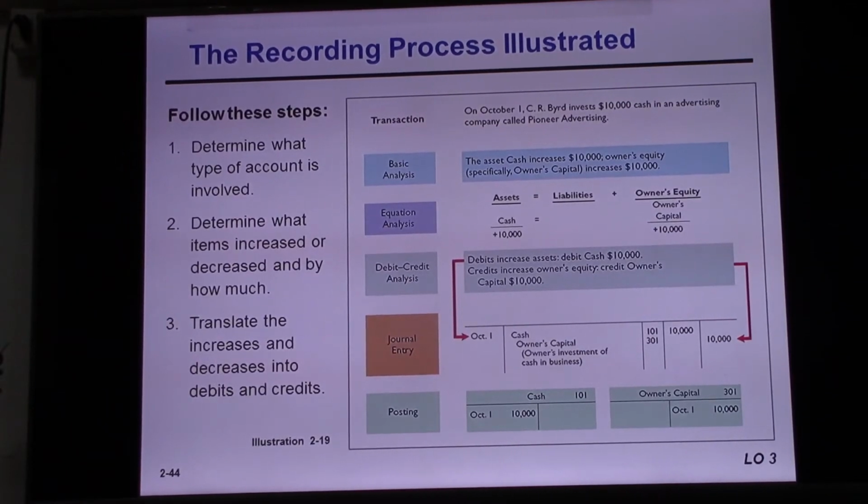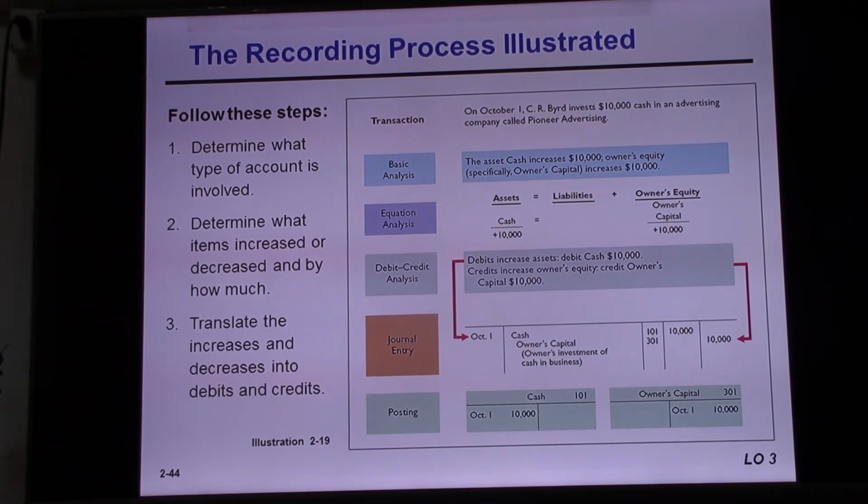Now we will start discussing the recording process and also the posting step to the general ledger. And we have this first transaction on October 1st. Bird invests $10,000 cash in an advertising company called Pioneer Advertising.